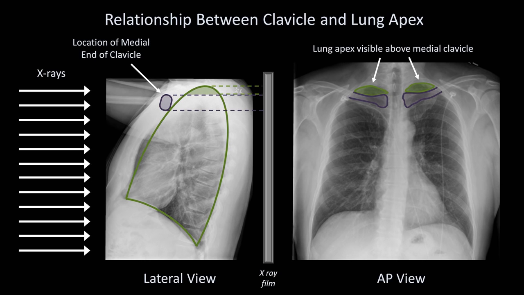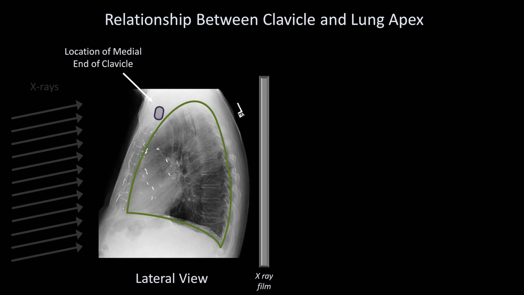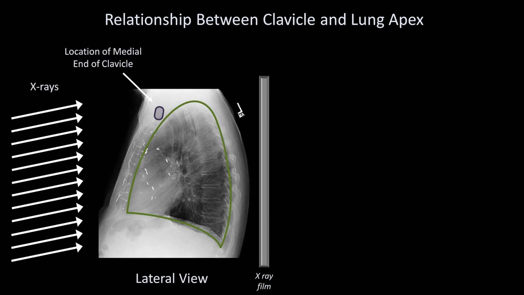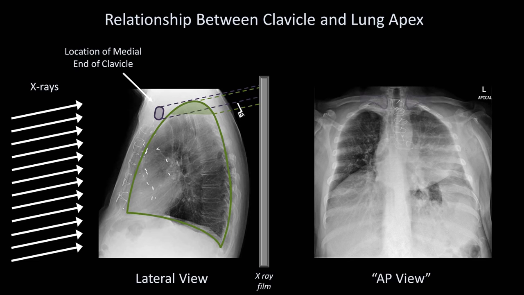This is normal. But what happens if the X-rays are not directed perpendicularly to the patient and the film? In this case, the shadow produced by the clavicle and that produced by the lung apex line up differently. So when we look at the consequent AP film and identify the clavicles and the lung apices, we can see that neither lung apex is visible above the medial clavicle.